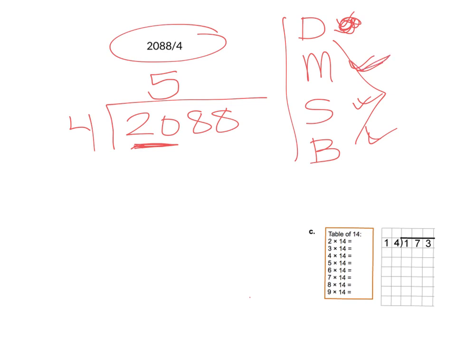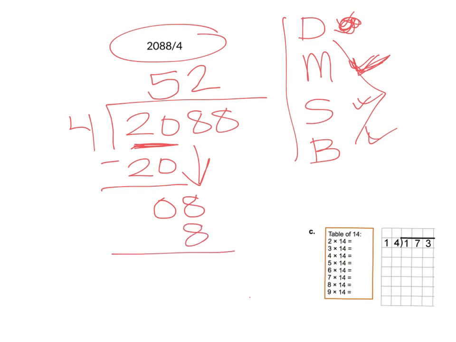Then I go to multiply. 5 times 4 is 20. Draw my line. I'm going to subtract now. I get 0, and I'm bringing down the 8. Now I'm thinking about, does 4 go into 8? And it does go in 2 times, so I'm going to write my 2 above the 8. Then I'm going to multiply. 2 times 4 is 8. Subtract. I get 0, and I bring down the 8.